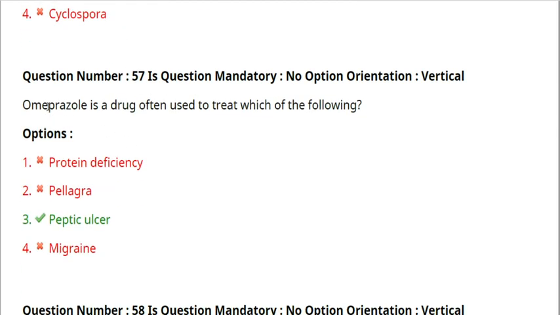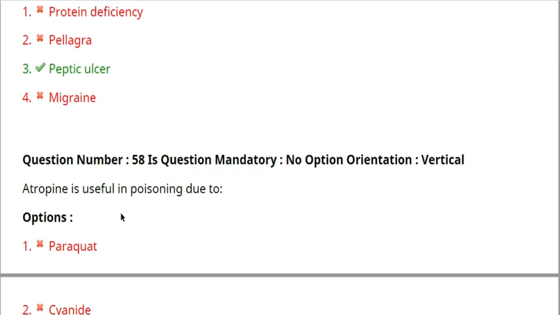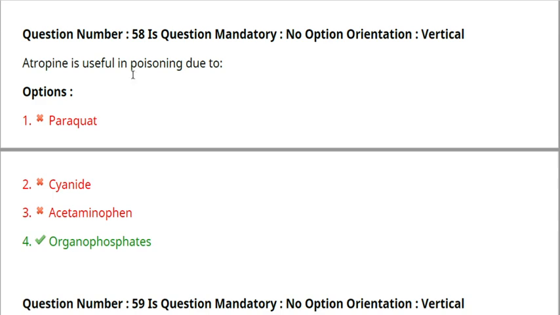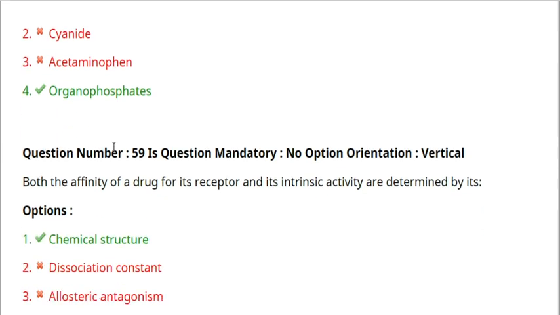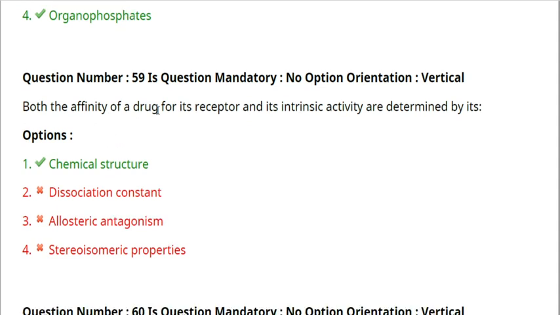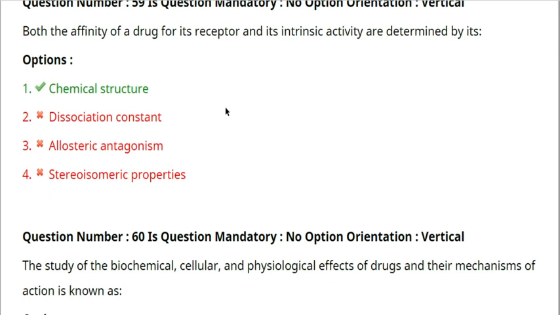Next, omeprazole is a drug that is used in the treatment of peptic ulcer. Next, atropine is useful in organophosphate poisoning. Next, the affinity of a drug for a receptor and the intrinsic activity of the drug are determined by the chemical structure of the particular drug. So the chemical structure of a drug plays an important role in affinity as well as intrinsic activity.